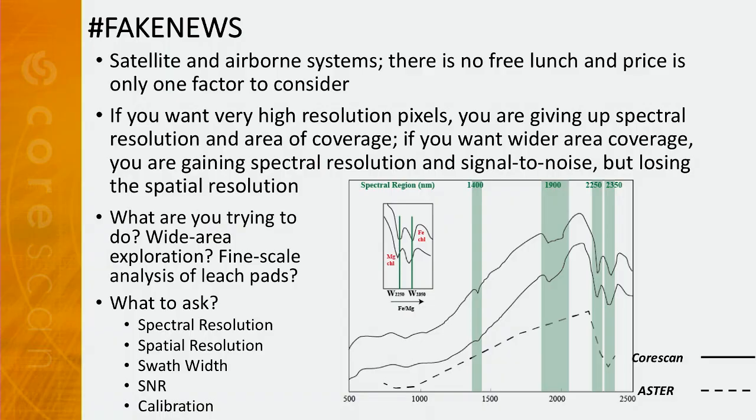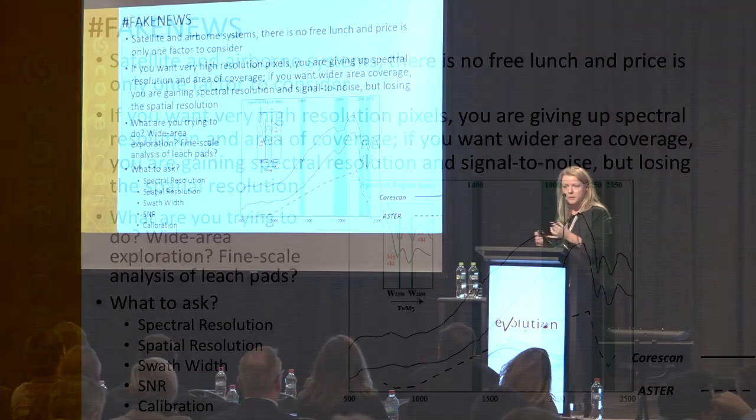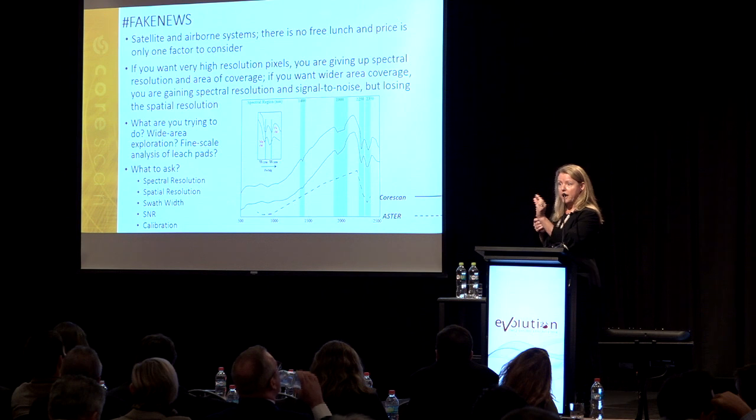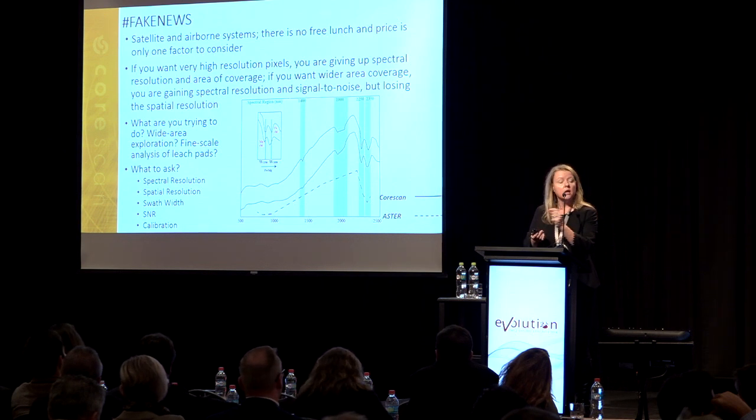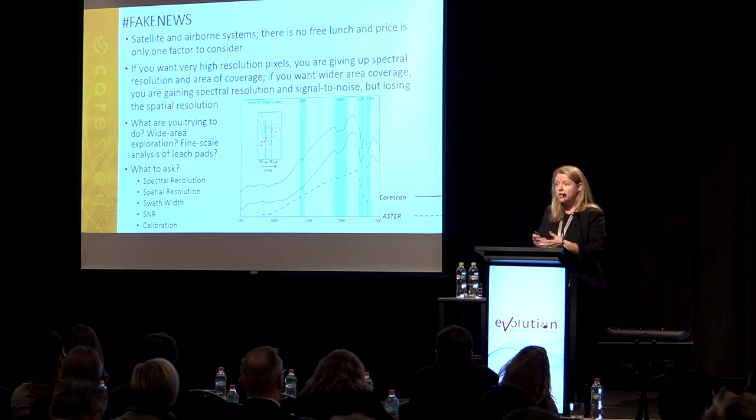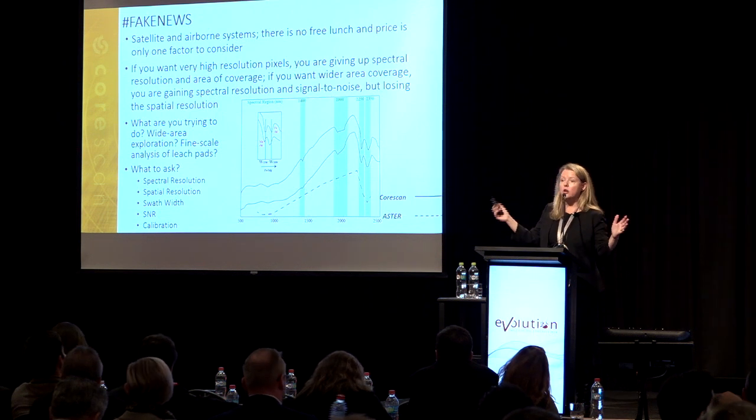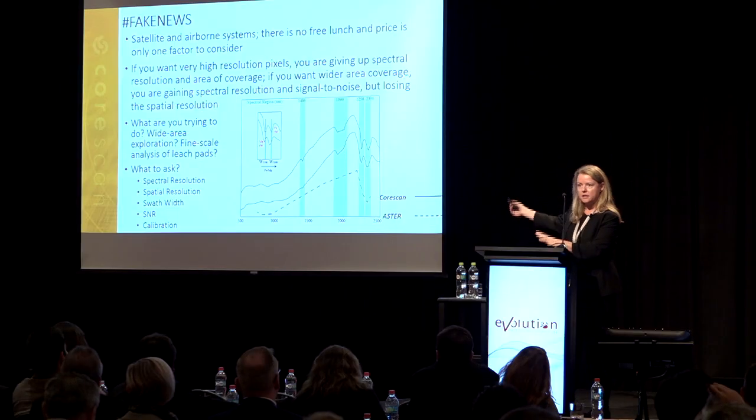There's no free lunch here with data. If you want tiny little pixels on the ground because there's some reason you think you need a 0.5 meter pixel on the ground, maybe you're trying to scan over a leach pad or something like that, rather than wide area exploration, that's cool, but you're going to give up signal to noise, you're giving up bandwidth, how fat your bands are, because that's how it allows you to actually absolutely identify mineralogy, and you're giving up wide area coverage for that. Now, if you're doing wide area exploration, you're better off going with a system that has the thinner bands, the higher signal to noise, but some slightly larger pixels because you're trying to cover large areas and you can do it faster.